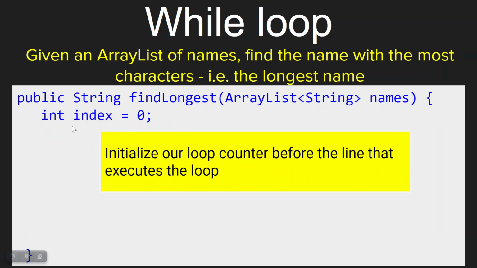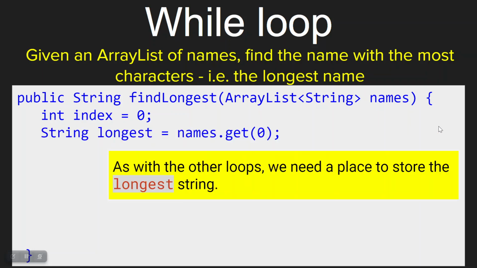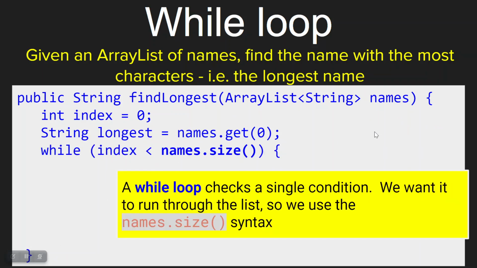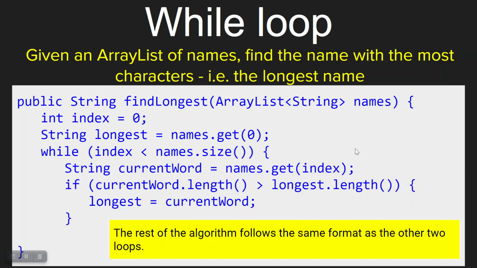We'll go ahead and set our index to be 0, because that's going to be our loop control variable, and it needs to start at 0. And we'll go ahead and say String longest = names.get(0). And now we'll say while index is less than names.size(). That's our loop control, that's our condition. And again, we need to make sure that it goes through as long as the index is less than names.size().